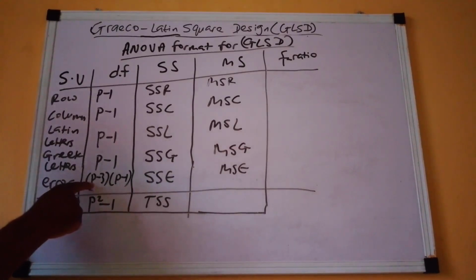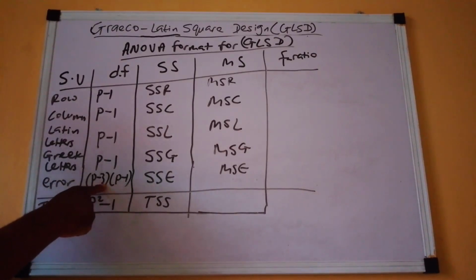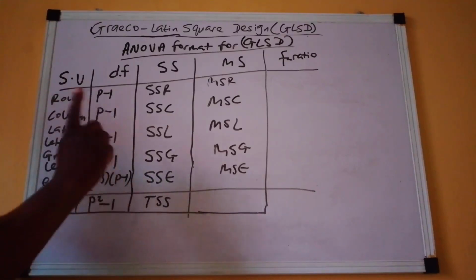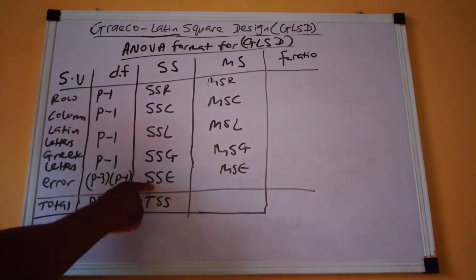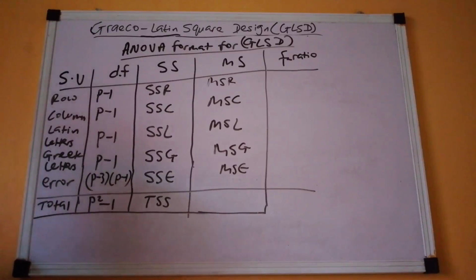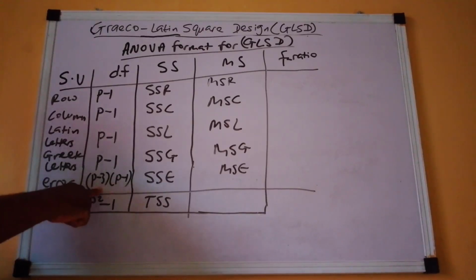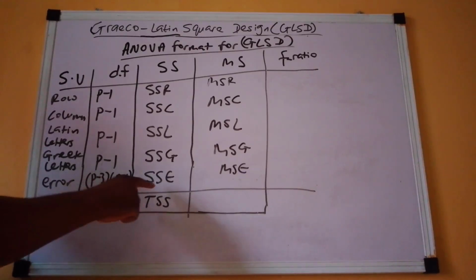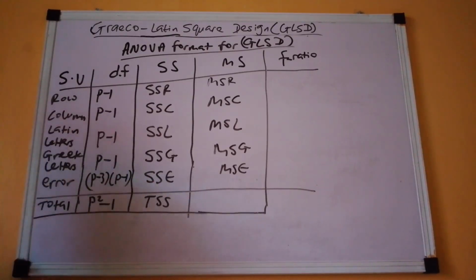If P is equal to 3, 3 minus 3 will be 0. And also, if P is 3, the sum of square for error will also be 0. For you to get the mean sum of square for error, it will be 0 over 0, which is undefined. So for the Graeco Latin square design, P must be strictly greater than 3, to avoid this mathematical error. You would now be dividing by 0. Dividing 0 by 0 is not allowed in mathematics, and it's not allowed in statistics.